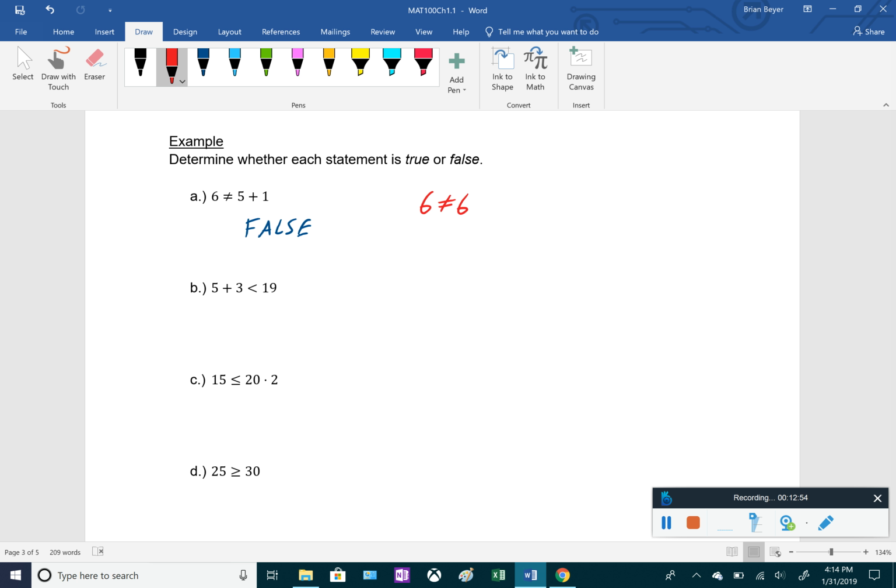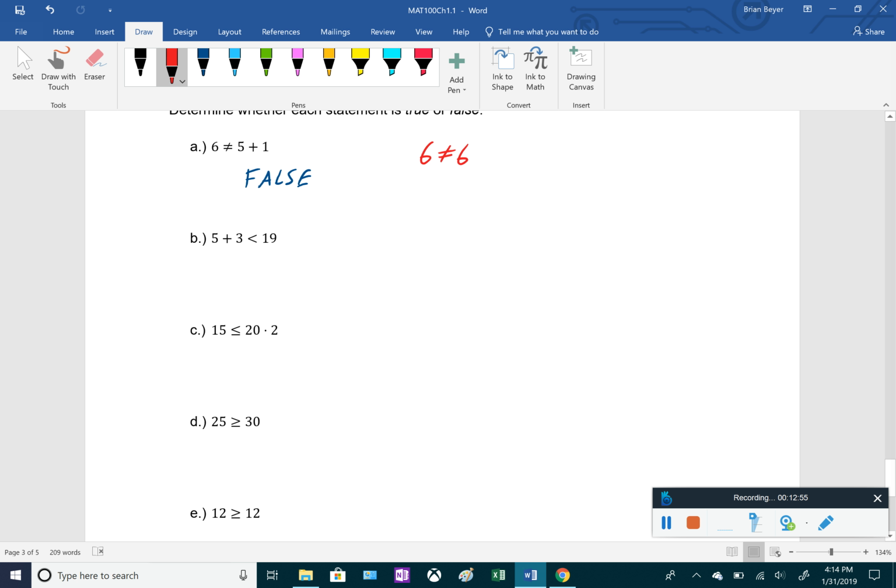Next one, we have 5 plus 3 is less than 19. So 5 plus 3 is 8. 8 less than 19. Then we think, okay, is 8 less than 19? Yes, that is. So it is true.